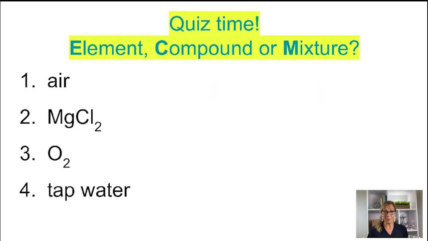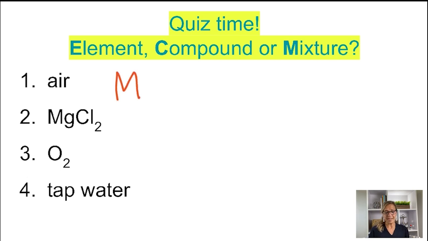We are going to do a little quiz before we finish this video. So, can you identify these common substances as element, compound, or mixture? So, air. What is that? Well, it's not on the periodic table, so it can't be an element. And is all air the same? Or could air vary in composition? Yes, it could. So that means that air is a mixture.